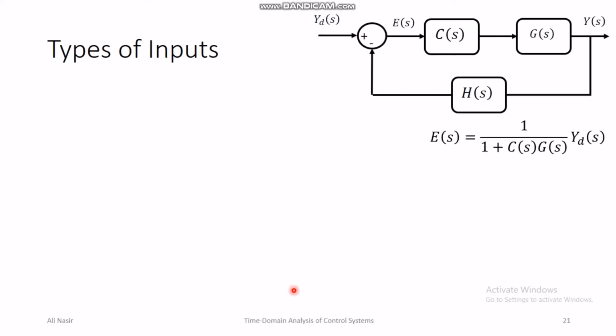So again, the diagram is repeated, the expression of the error is repeated, but now I will be discussing the different types of the input. Input means the desirable values of the output of the system.